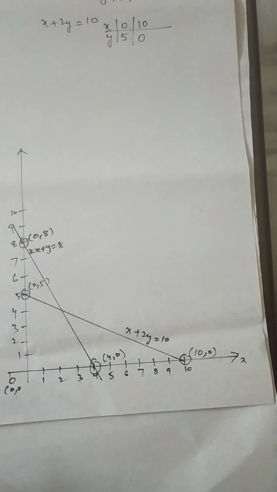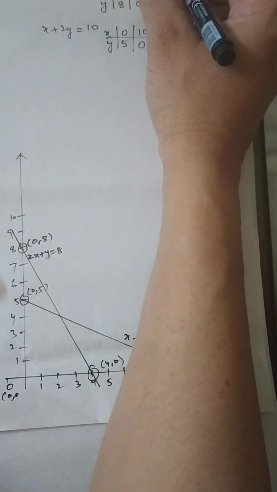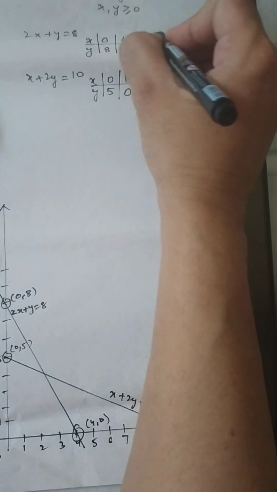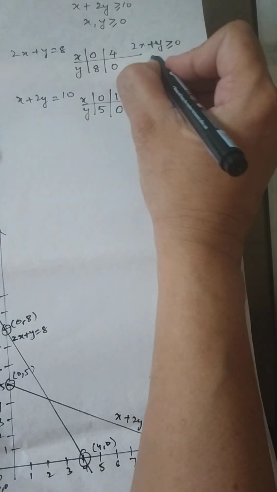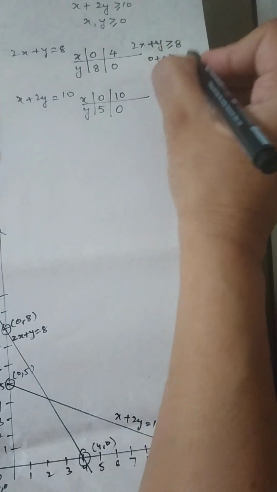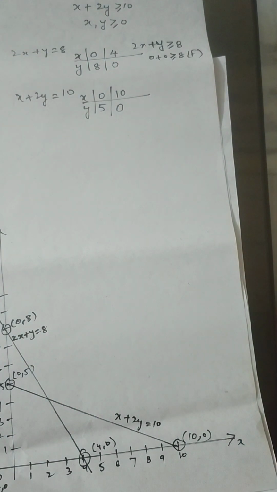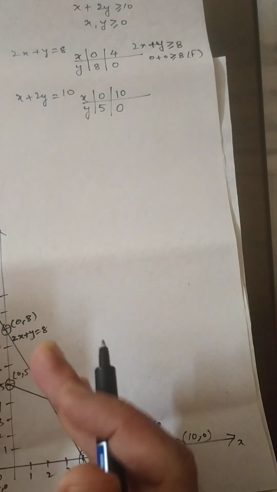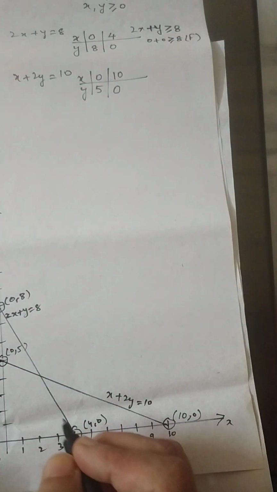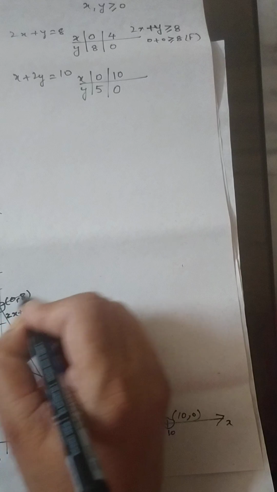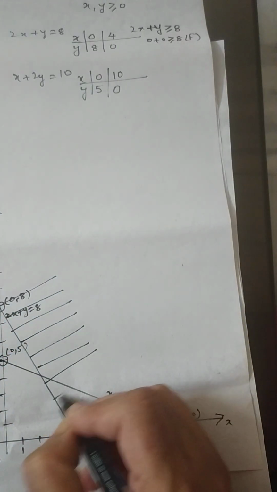Okay. Now we have to find the feasible region. And for finding the feasible region, we will put the value of 0 in 2x plus y greater than or equal to 8. So if I put that, we will have 0 greater than or equal to 8, which is not true, false. So it means the origin will not lie in the region. That means the shading would be away from the origin. So we have the shading for this away, right?